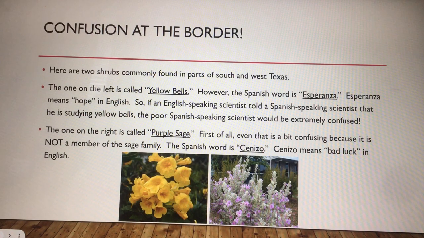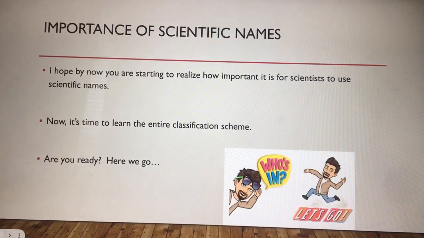So if I was working with a Spanish-speaking ecologist and I said I'm going to study yellow bells, that's probably really confusing for him when I could just say Tecoma stans. Or in the case of purple sage, I could just say Leucophyllum frutescens, and now we're all on the same page without trying to guess what language is which and so forth, all right? So I hope that kind of clears up a thing or two about scientific names.